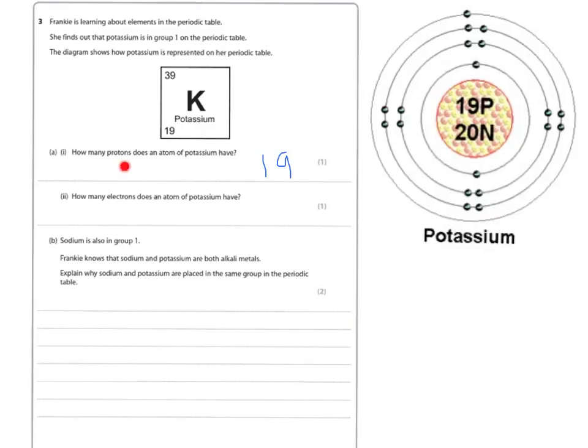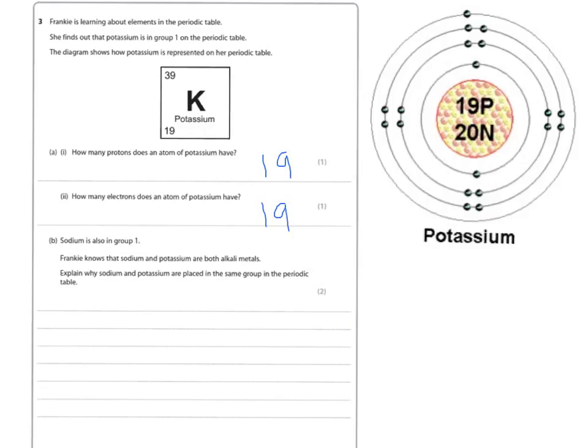Remember, the protons are found in the nucleus, here they are, and that is the atomic number, so our answer is 19 protons in the nucleus. We also know that atoms are neutral, so if there are 19 positive protons, if we count up all these electrons in the outer shells, we'll find that there are in fact 19 as well. So that's our answer. They match each other, plus and minus, it's neutral.